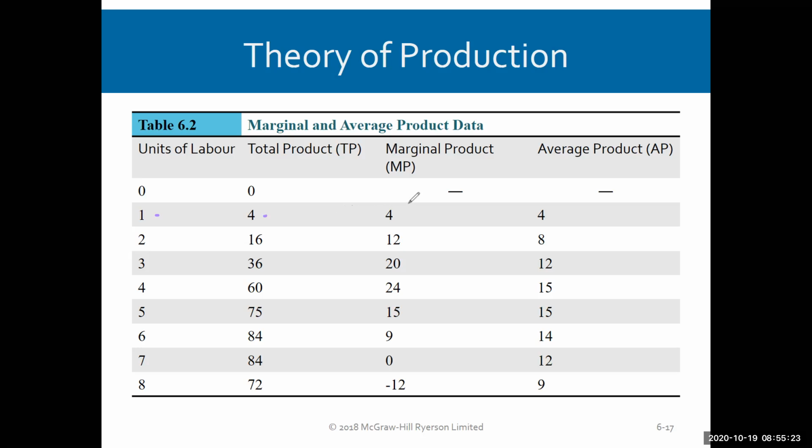Not very productive, but the marginal product is the change in the output due to 1 more unit of labor. So there's the change in output, and the change in labor was 1 worker. Okay, so my marginal product is 4.